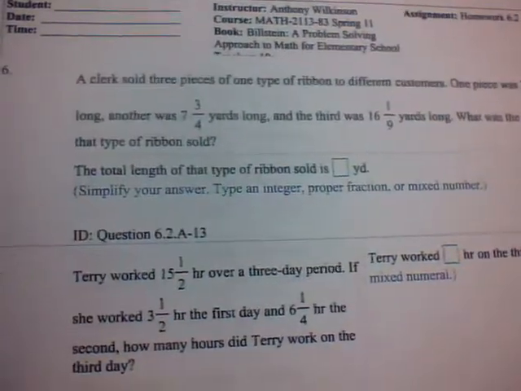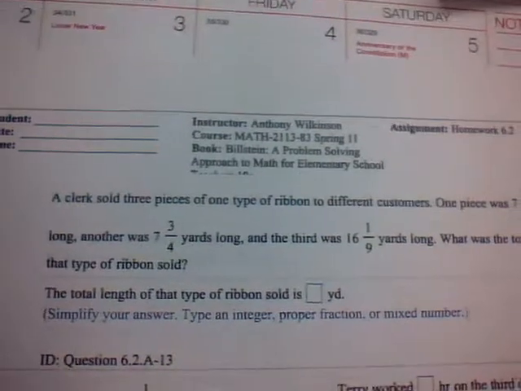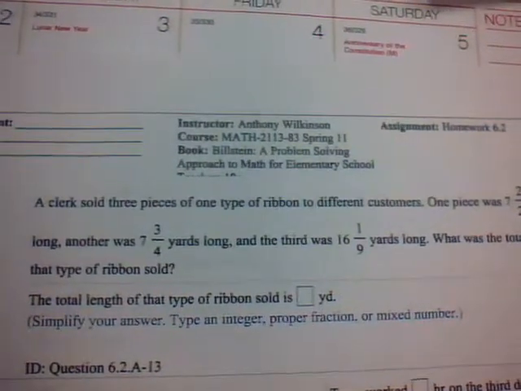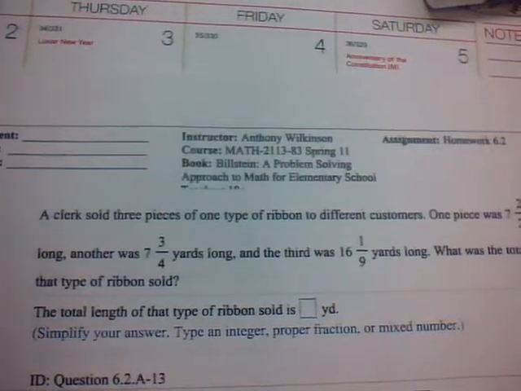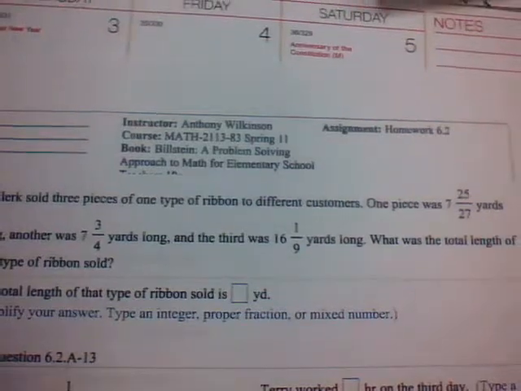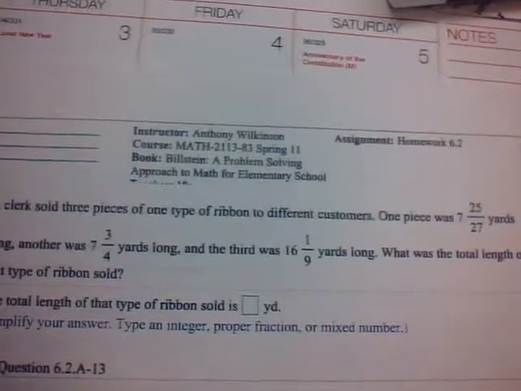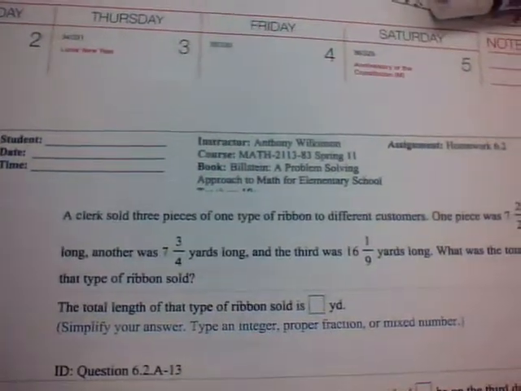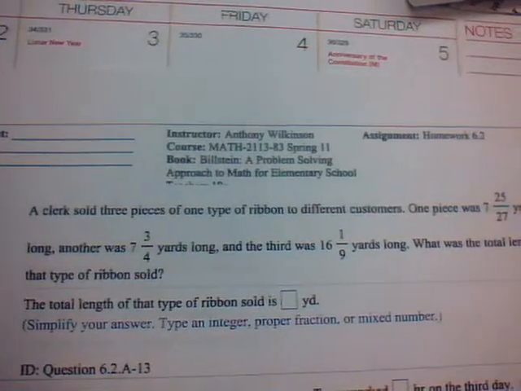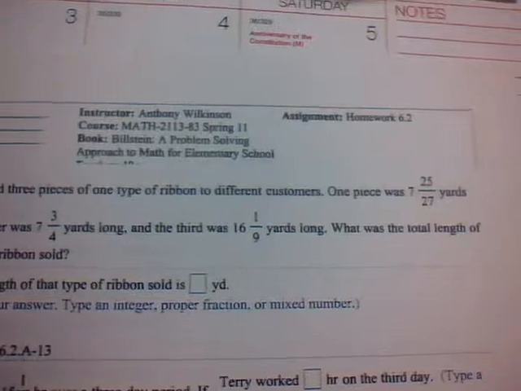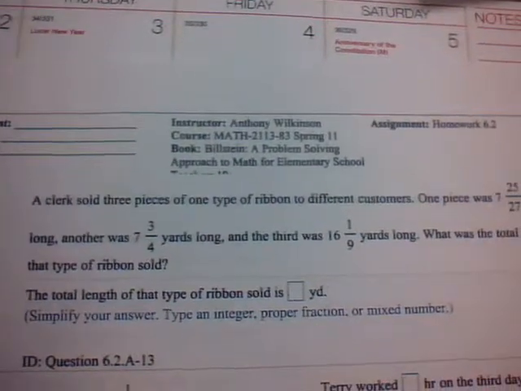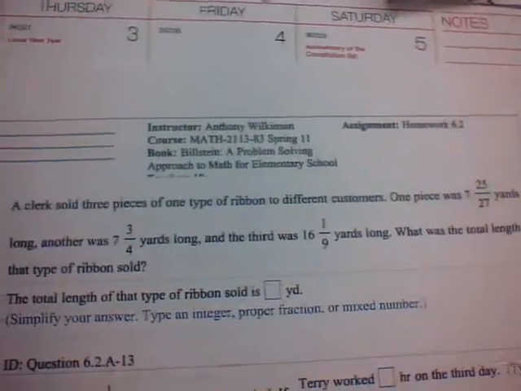All right, number 6 is another word problem that deals with fractions. A clerk sold 3 pieces of one type of ribbon to different customers. One piece was 7 and 25/27 yards long, another was 7 3/4 yards long, and the third was 16/9 yards long. What was the total length of that type of ribbon sold?